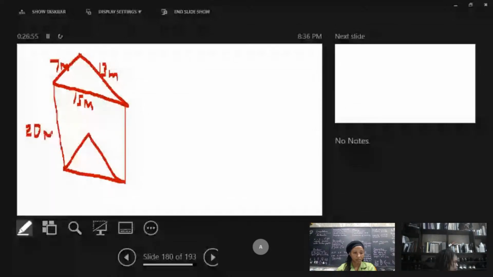Okay, Asar, find the volume of that triangular prism. Okay, Miss. The base of the triangle is 15 meters. Is it a right angle triangle? No, Miss, it's not. So we can't use half base times height. We don't know the height of the triangle.